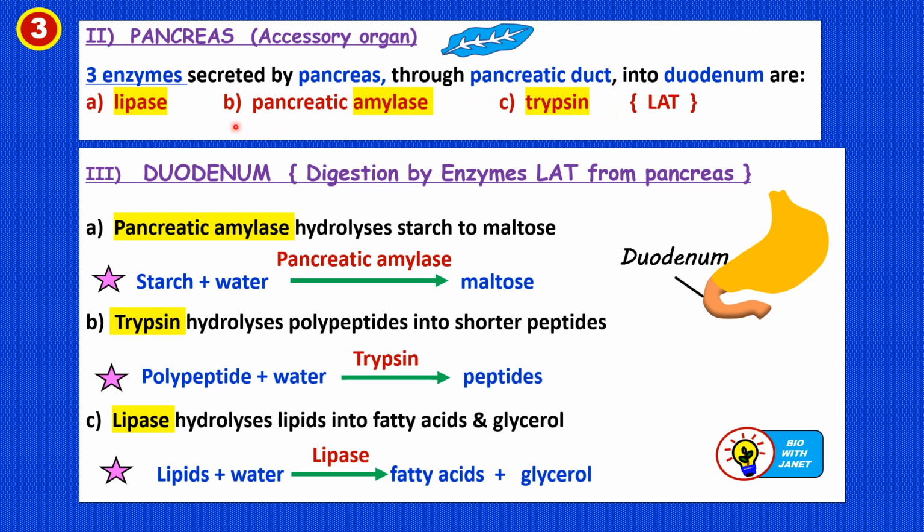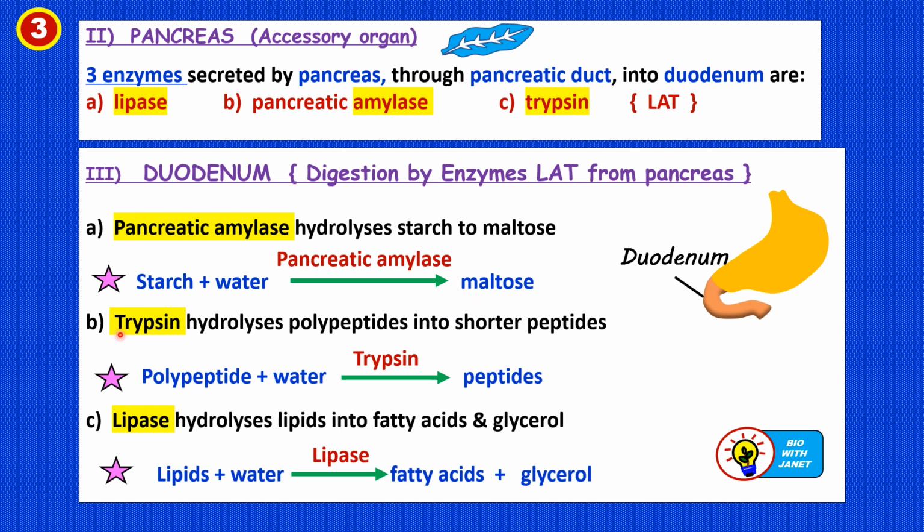So what are the functions of these 3 enzymes? So let's look at the site of digestion. Site of digestion is the duodenum, into which the enzymes LAT have been released from the pancreas. So the first enzyme is amylase. Pancreatic amylase hydrolyzes starch to maltose, and the word equation is starch plus water, by the action of pancreatic amylase, okay, produces maltose.